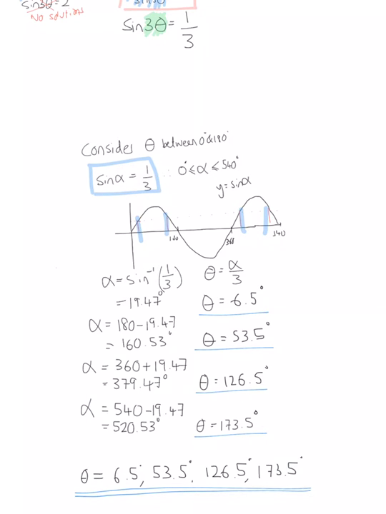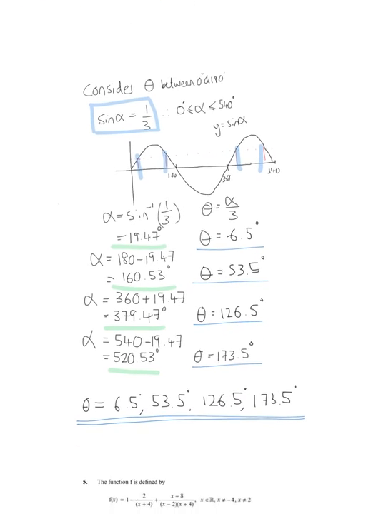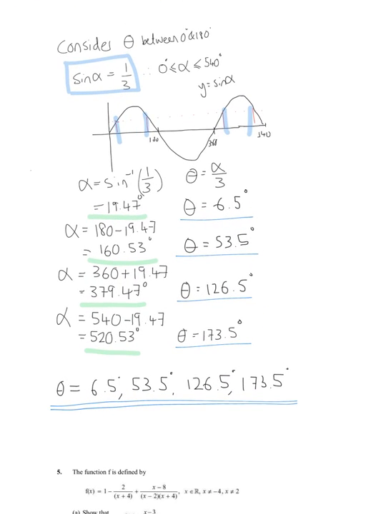So we've got our 4 values for alpha, and we've said that alpha is equal to 3 theta. So let's divide alpha by 3 to get what each of our theta values are. It tells us to round them to one decimal place, so those are your 4 answers.